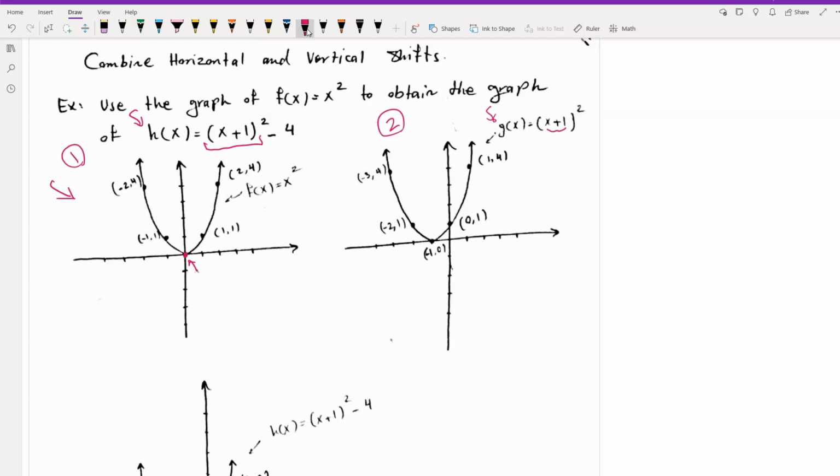So here I had (0, 0). Shifting to the left, we're going to have (-1, 0). We have (-1, 1). Shifting 1 unit to the left, we're going to have (-2, 1). We have (1, 1). Shift to the left, we're going to have (0, 1). Do the same thing for (-2, 4). Shifting 1 to the left, we're going to have (-3, 4). Here we have (2, 4). Shifting 1 unit to the left, we will have (1, 4).